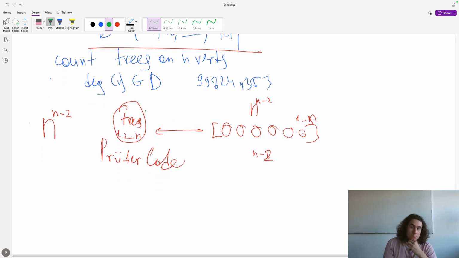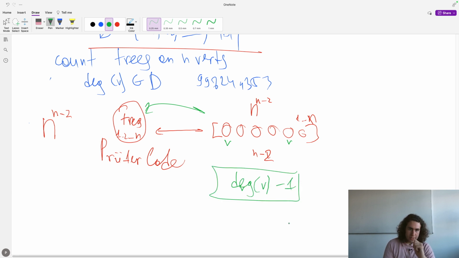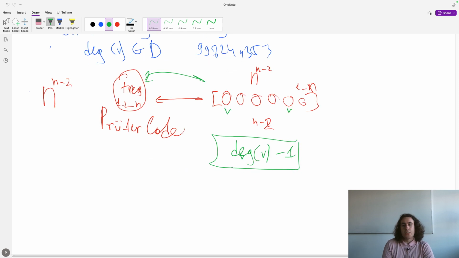And actually, if you look at how these codes work, it's a very simple process of encoding. Every vertex v appears in the sequence exactly degree of v minus 1 times, right? So the sum of all degrees is what? It's 2n minus 2, right? So the sum of degrees minus 1 is exactly n minus 2. So that's why the length of this vector is n minus 2.